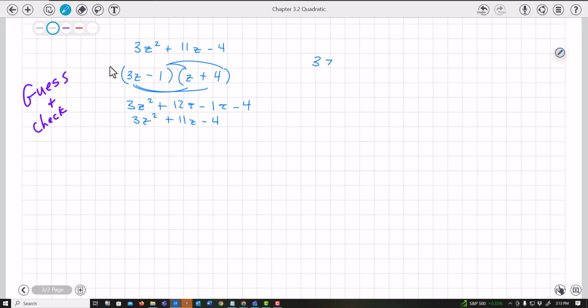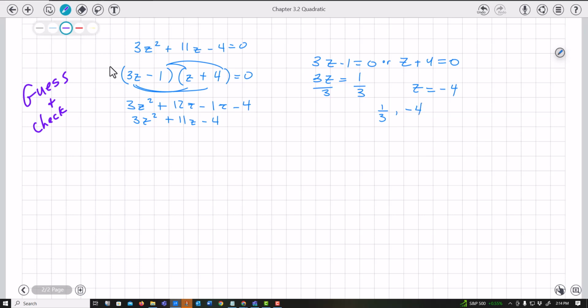So now I can set these factors equal to 0, because I actually wanted to solve this, or z plus 4 equals 0. So this is going to be 3z equals 1. Looks like 1/3 is going to be one of my answers, and looks like -4.